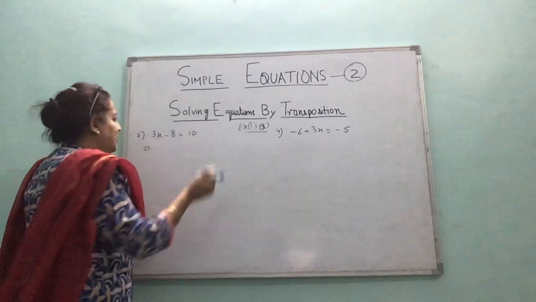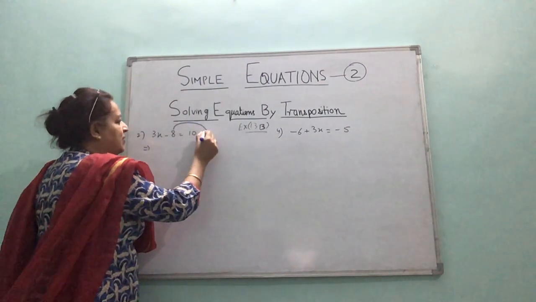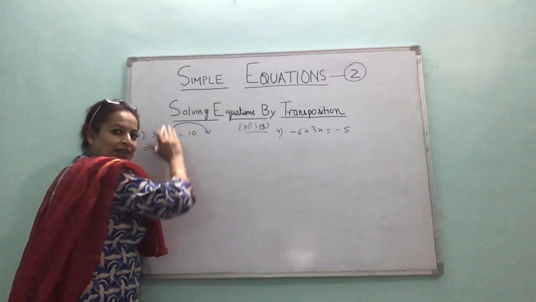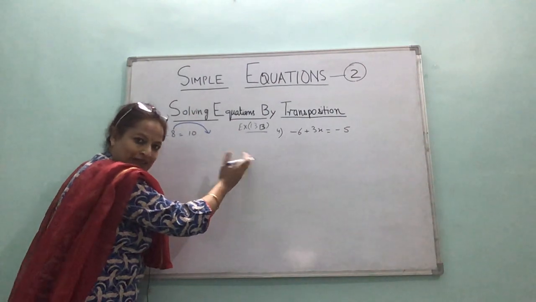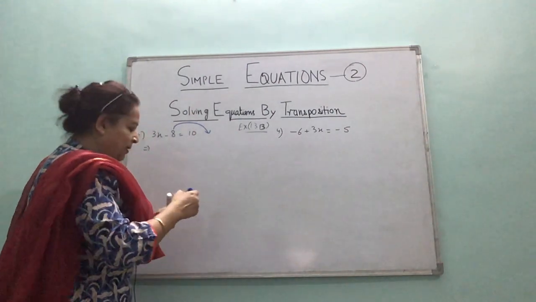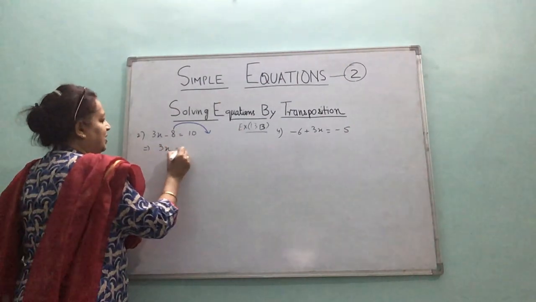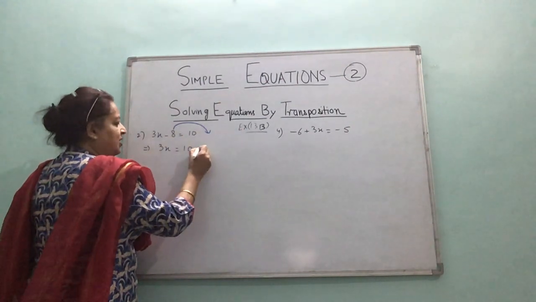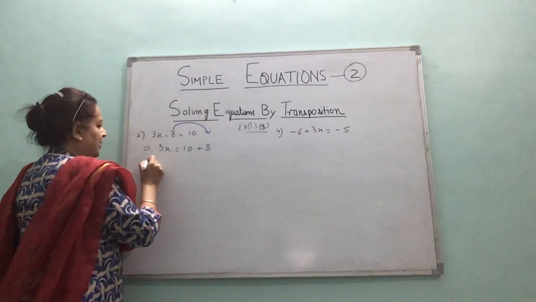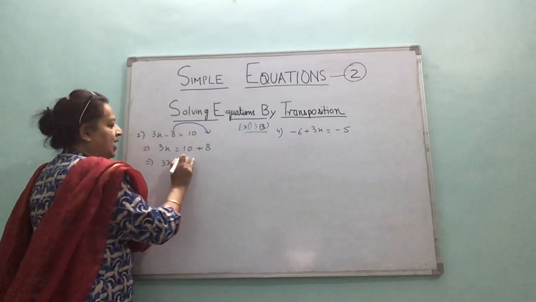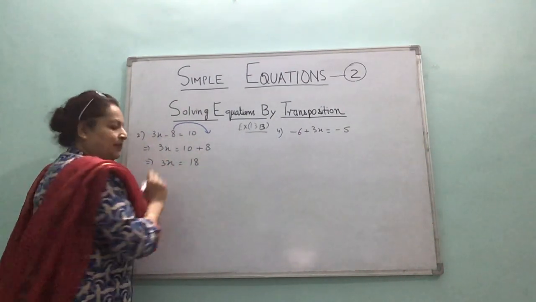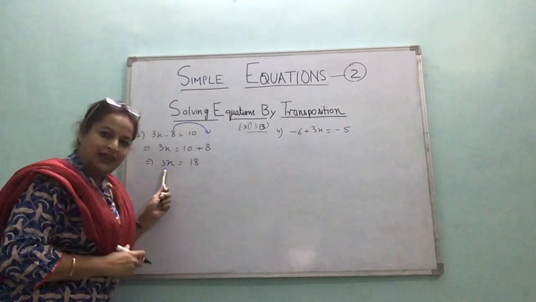So what is transposition? You will transpose this to this side: minus, the sign changes, it becomes plus 8. When it is put on that side, it becomes plus 8. So 3x is equal to 10, sign changes, plus 8. Now 3x, same sign, is 18. Now it is a single term.